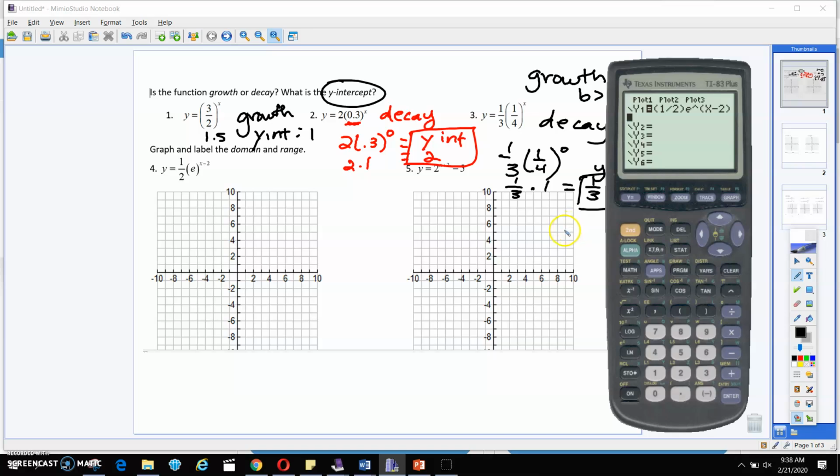Okay? And then you're going to hit second graph, and that'll pull up a table to help you plot. So again, I'm not going to ask you on your quiz to actually graph it, but I will ask you to match the graph to the equation. Just like what you did in that matching task card, same concept.